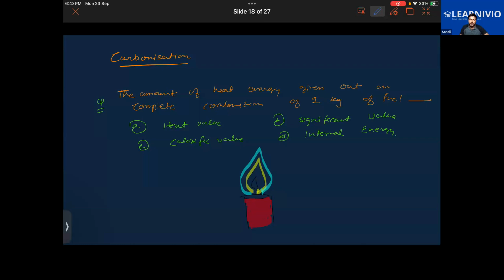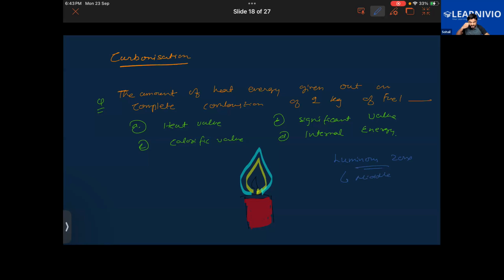Which is the luminous zone of the candle flame? No, it's the middle zone. The luminous zone is the middle zone. Keep that in mind.